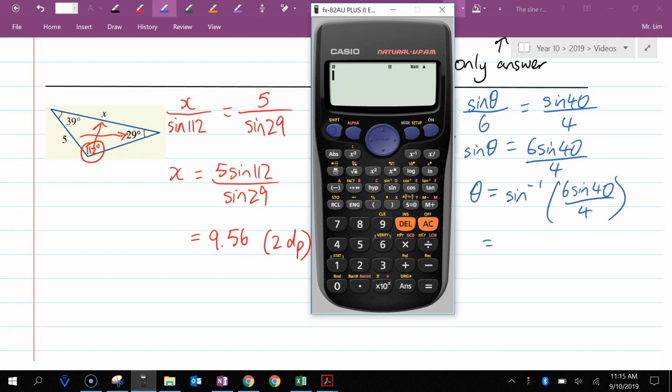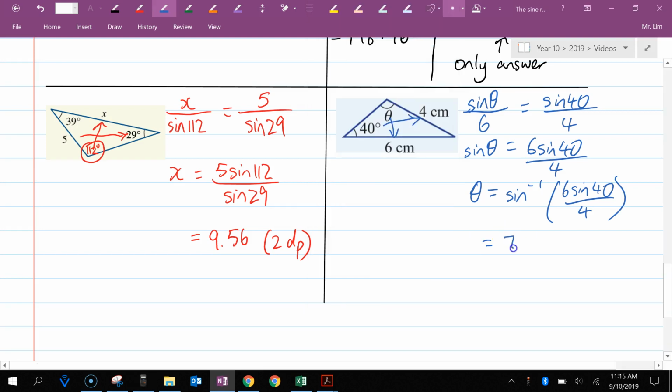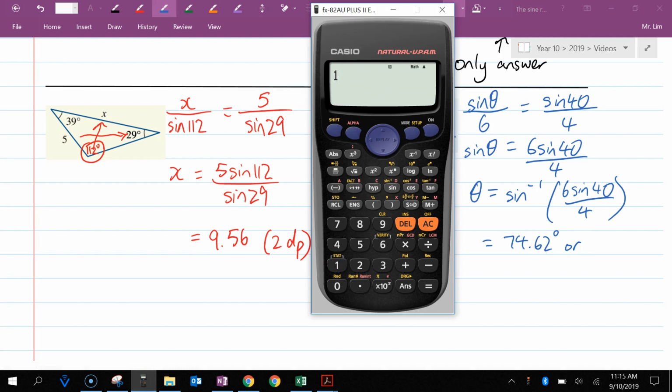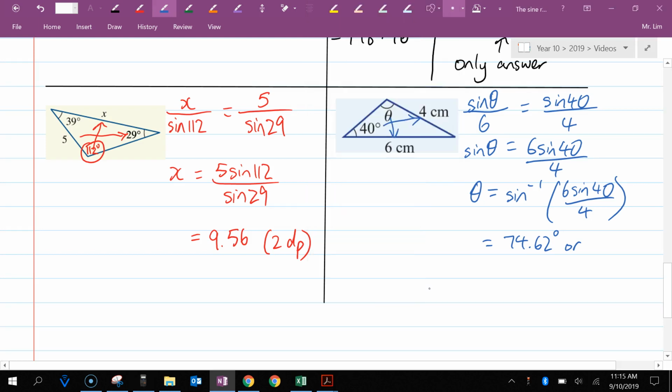Put that in our calculator. 6 sine 40 over 4. 74.62 degrees. Or, what's 180 minus that? 105.38.